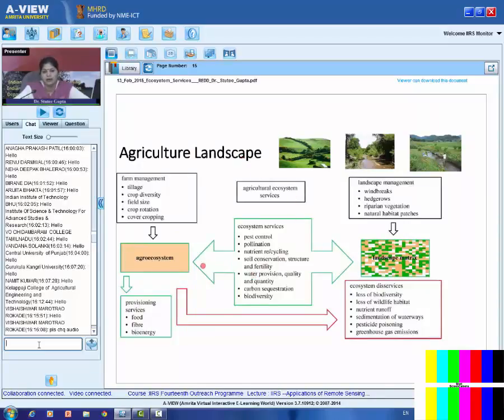In the agriculture landscape, we have the agro ecosystem. They provide us direct provisioning services, which consist of food, fiber, and bioenergy. And there are various activities which we perform here, like tillage, crop diversity depending upon field size and crop rotation, and cover cropping. These services and management practices put together give a lot of provisioning services if we talk about the agriculture landscape.